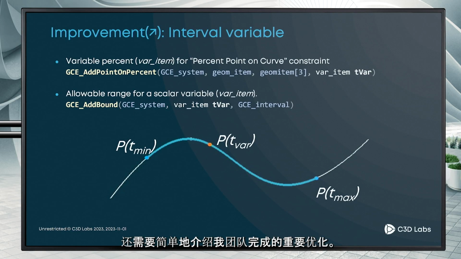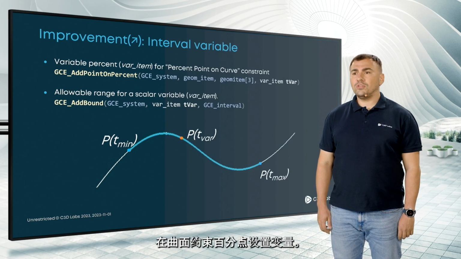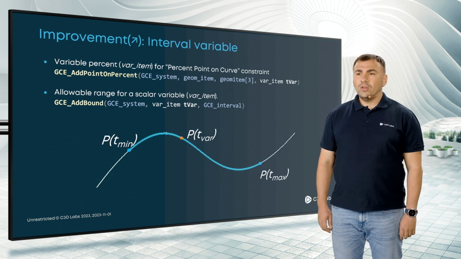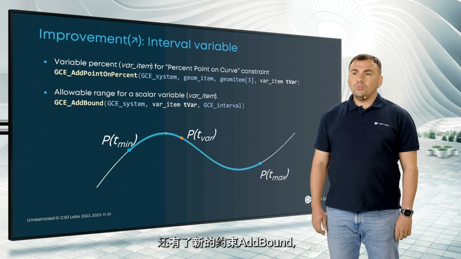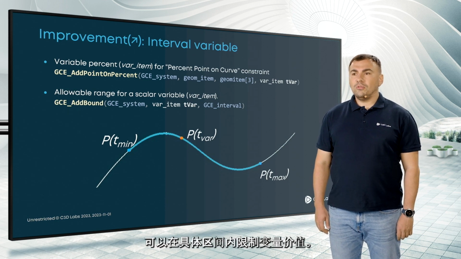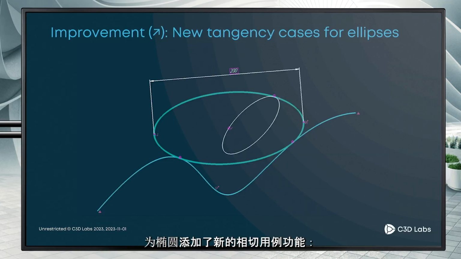And now a little bit about significant improvements. First, it's now possible to limit the position of a point within a given parametric segment of the curve. This became possible due to the fact that now in the constraint point by percent on the curve, the percentage can be set as a variable. And also because of the new constraint called addBound, which allows you to limit the values of a variable inside some interval. New tangency cases for ellipses have been added.